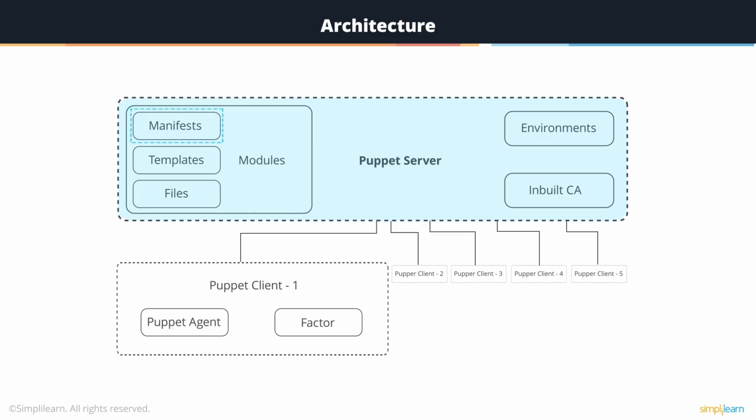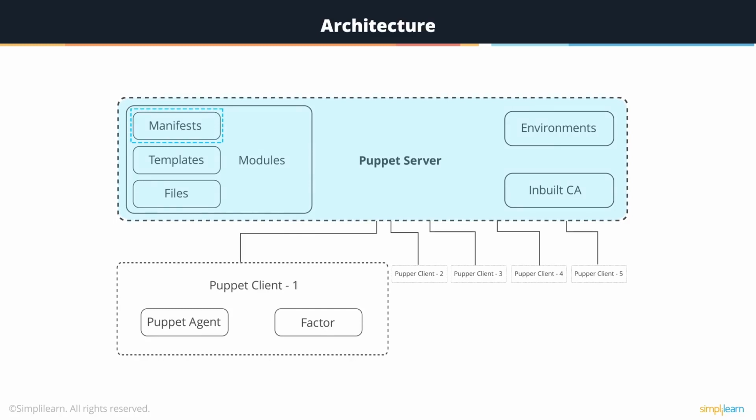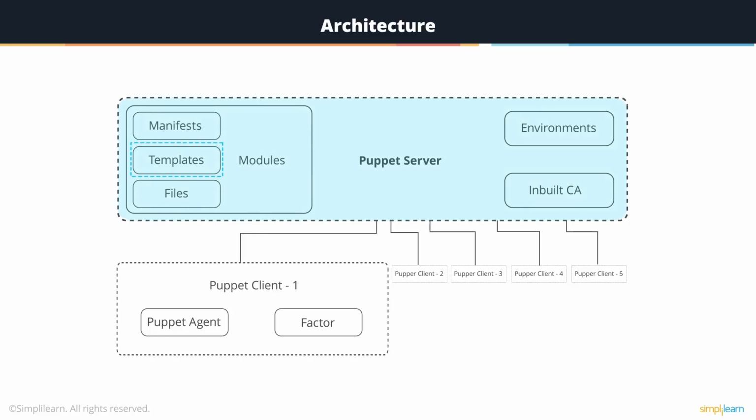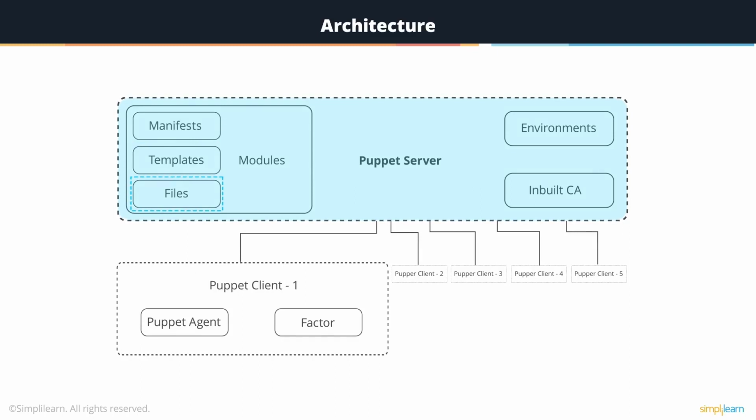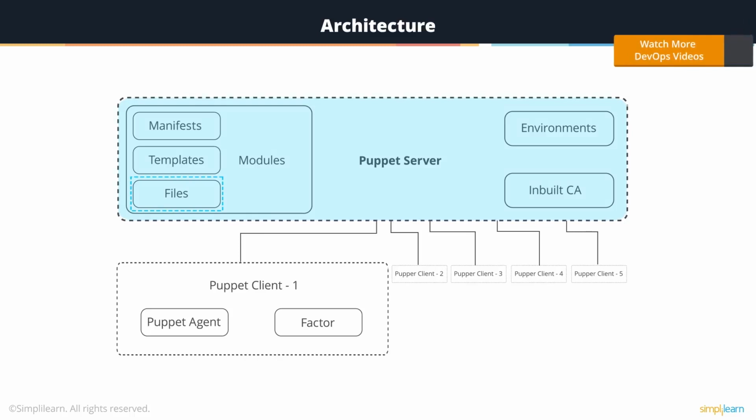Now basically, the manifest is the actual code which configures the client. The modules are full-fledged bundles, which include manifests, templates, and files. Templates are configuration files which are created on the fly based on the client configuration. So let's say there's an Apache server you want to configure. The Apache config will be saved as a template inside the module. Then there are files which are static files. Say you want to serve out the index.html as a static file on your Apache servers, you can store that inside the files folder inside your module.